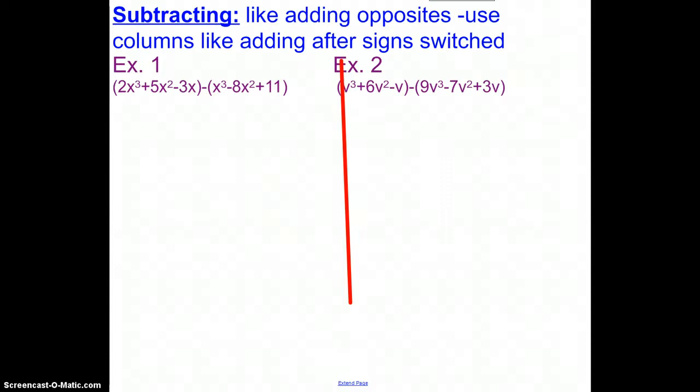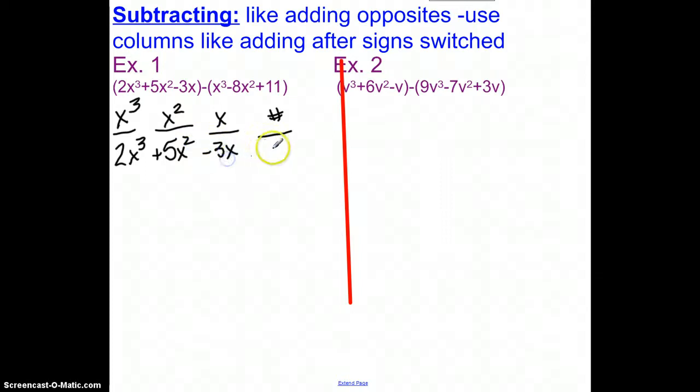Okay, last thing I want to talk about is subtraction. Now we set up our columns in the same way. So in a problem like this, I would make columns that would be x cubed, x squared, x, and my number. So I'm going to sort these just like I normally would if it were an addition problem. So it would be 2x cubed plus 5x squared minus 3x. Nothing to put in the column for just numbers.